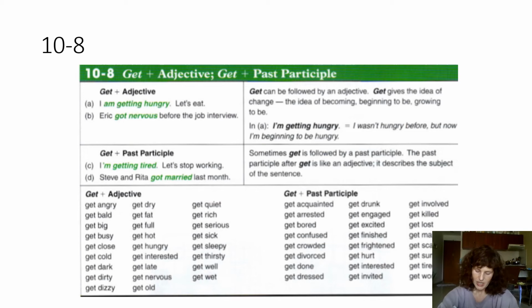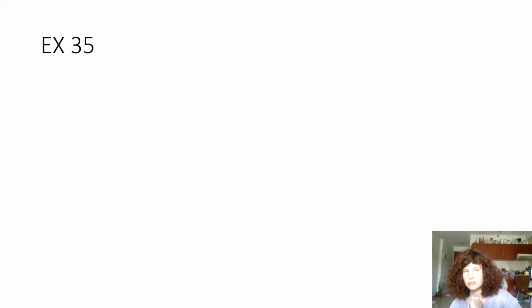The food is delicious, but I can't eat anymore. I'm getting full. Okay, so exercise 35, they want you to match the adjectives at the top to the sentences. Nice and easy, right? Just getting familiar with the form. Okay, so food is delicious, but I can't eat anymore. I'm getting full.